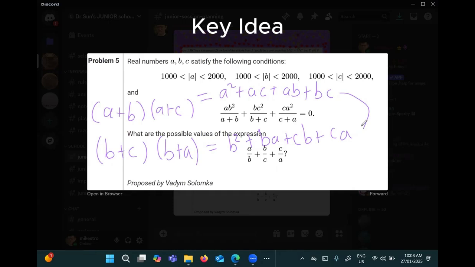So the difference between these two expressions is very little in some sense, yeah? The difference is just that the squared term here is a, right? And the squared term here is b, okay? Does that make sense? Okay.